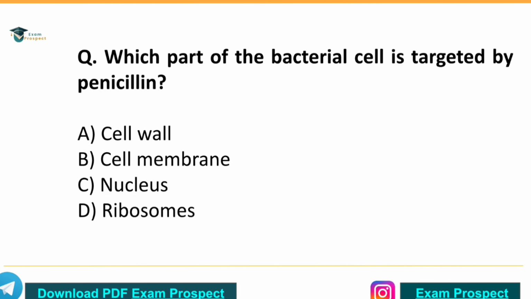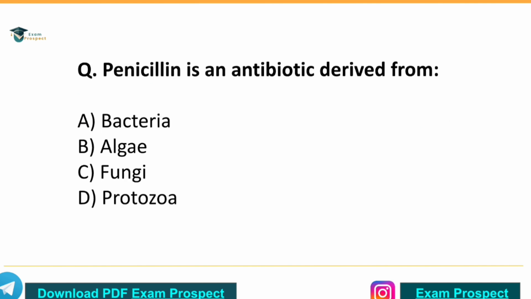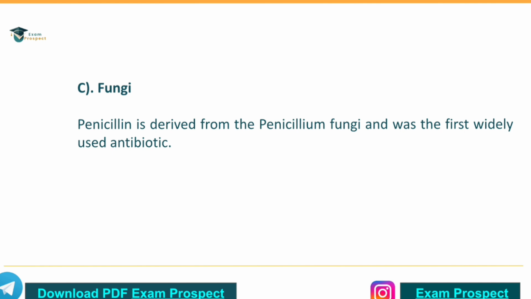Next question, which part of the bacterial cell is targeted by penicillin? Correct answer, option A, cell wall. Penicillin targets the bacterial cell wall, disrupting its synthesis and causing cell lysis. Next question, penicillin is an antibiotic derived from? Correct answer is option C, derived from fungi.